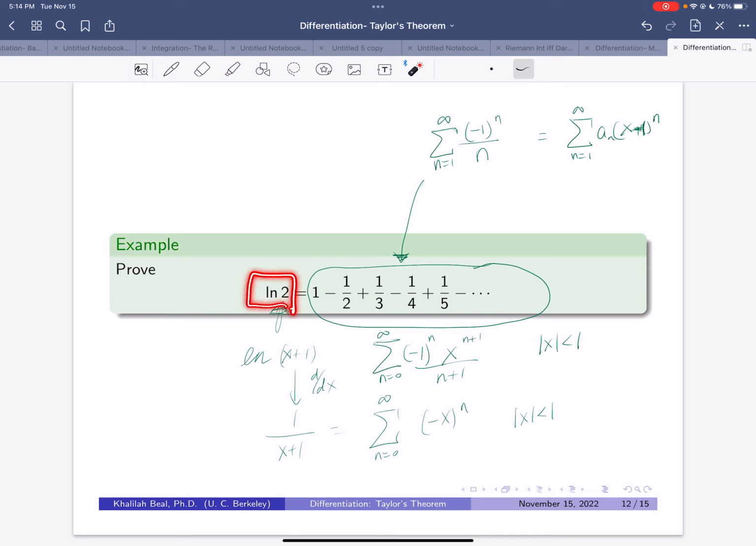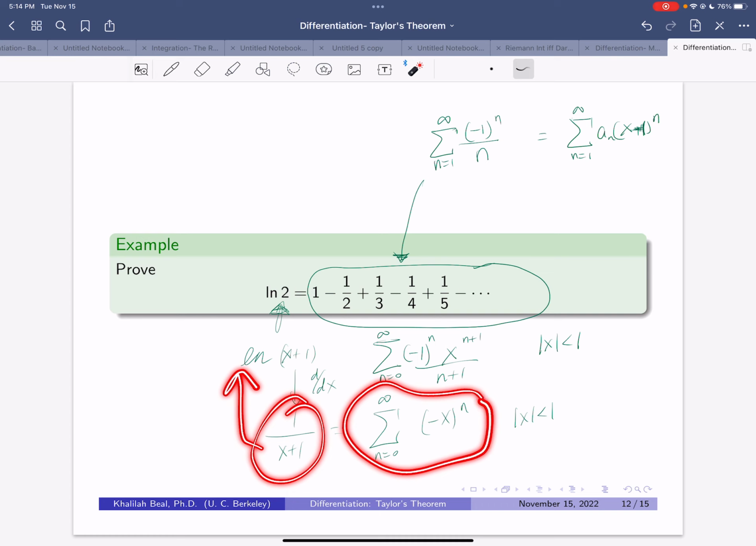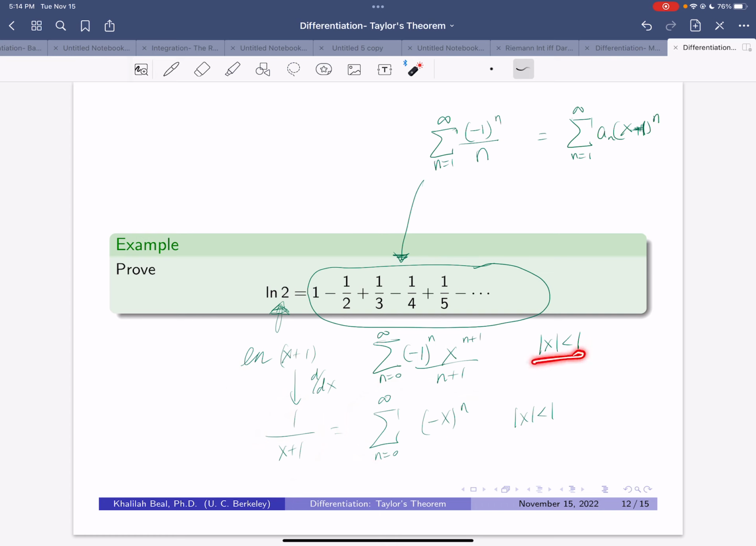You say, hey, natural log of 2 is really natural log of x plus 1 evaluated at x equals 1. I can take natural log of x plus 1, take the derivative, and I get 1 over x plus 1. I know a power series representation for 1 over x plus 1 because this can be expressed as a geometric series. To get from here to here, I integrated term by term. The radius of convergence stays the same, but the endpoints matter.